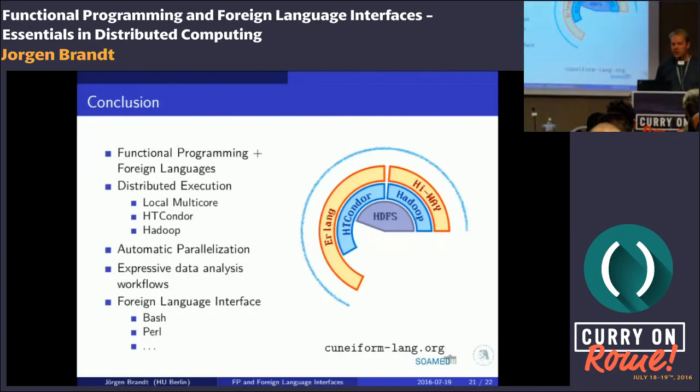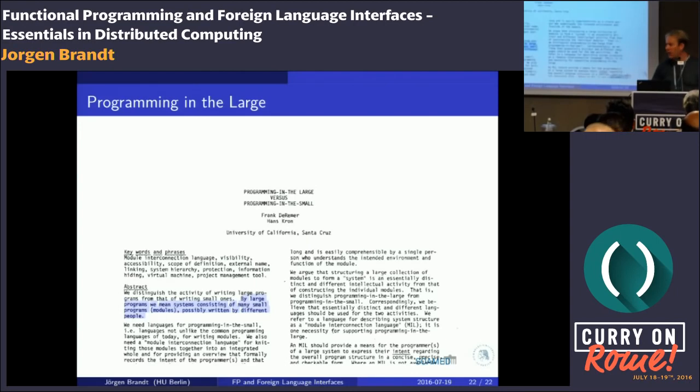To wrap this up, Cuneiform is functional programming plus foreign languages. It gives you distributed execution on multi-core, HTCondor, Hadoop, and automatic parallelization. You have a very expressive way to express your data analysis workflows, and you can use all the libraries you already have. I want to conclude this talk with a paper from '75, where Frank DeRemer said, by large programs, we may mean systems consisting of many small programs possibly written by different people. If we take this literally, we also have to take into account that these programs are written in different languages.